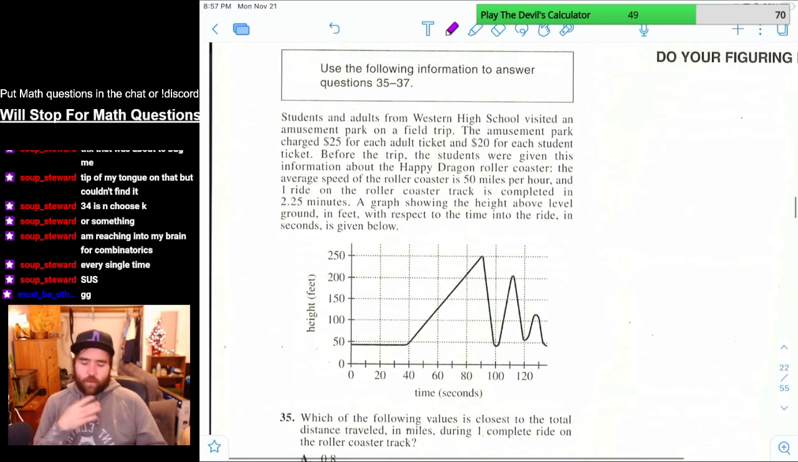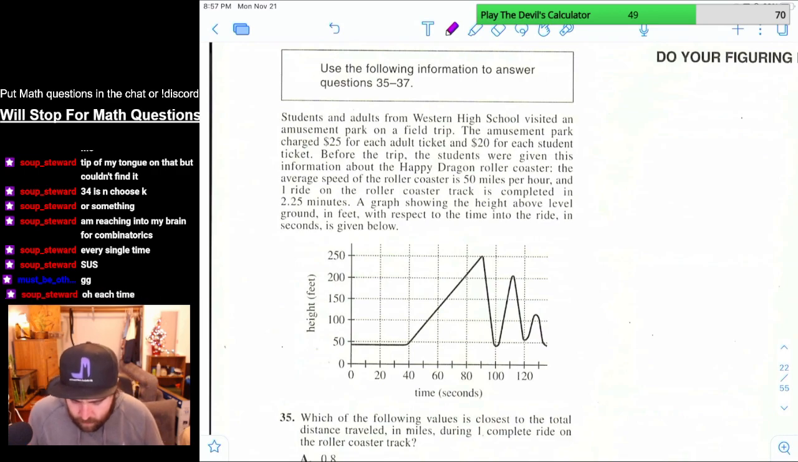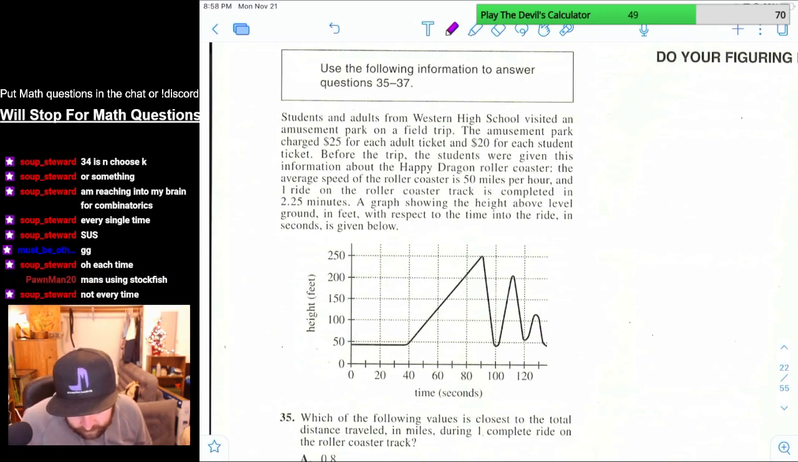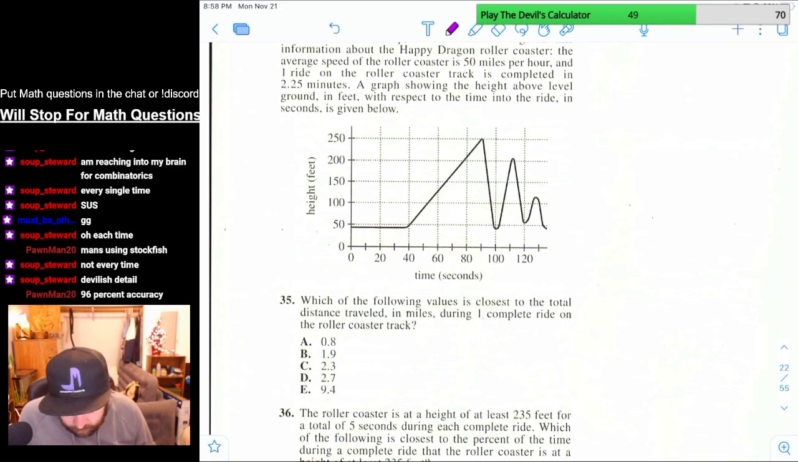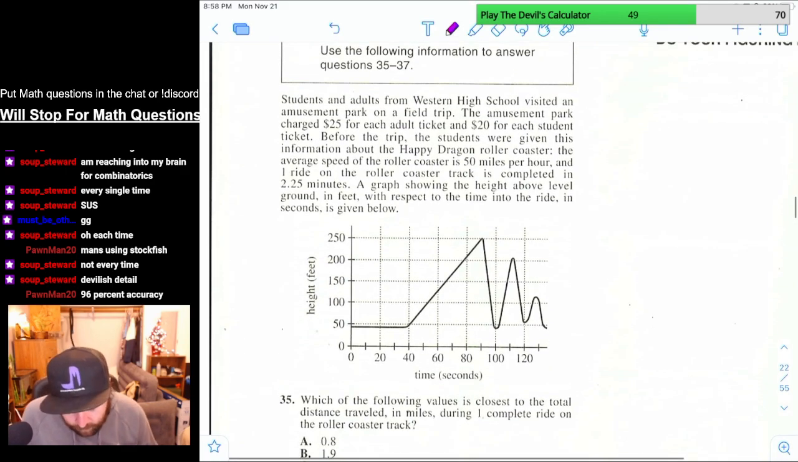All right. Whoa, we got a big one now. Students and adults from Western High School visit an amusement park on a field trip. Which of the following values is closest to the total distance traveled in miles during one complete ride on the roller coaster? Okay, maybe we do need to read it.